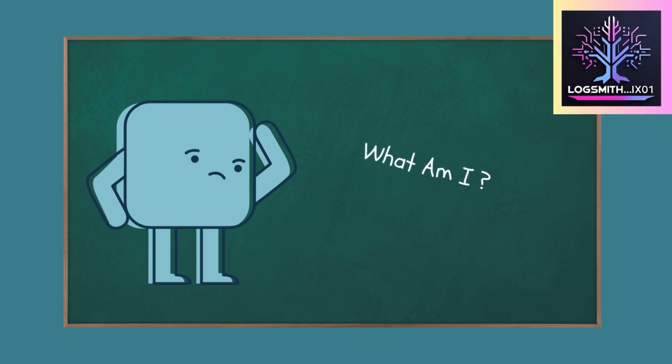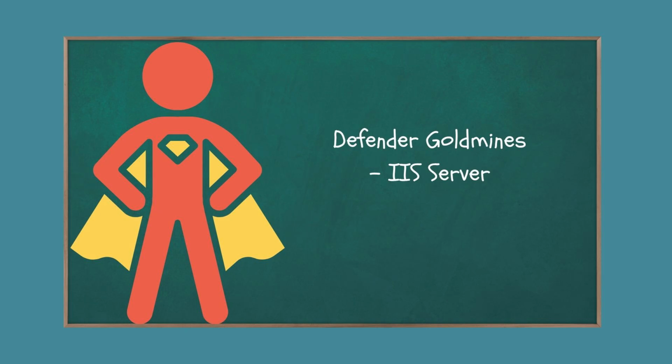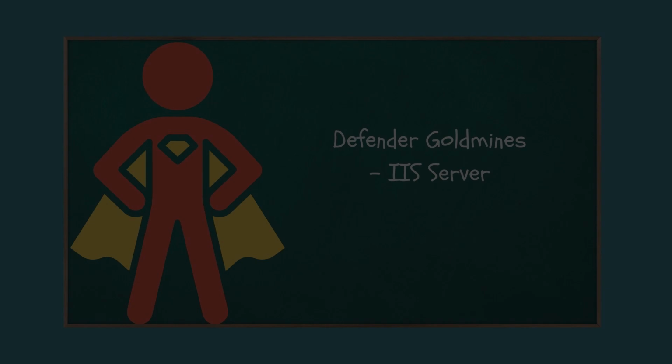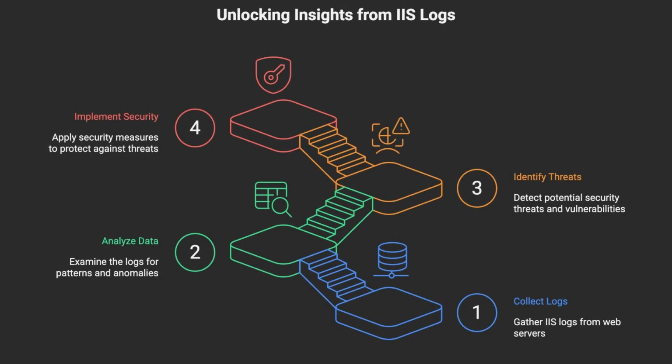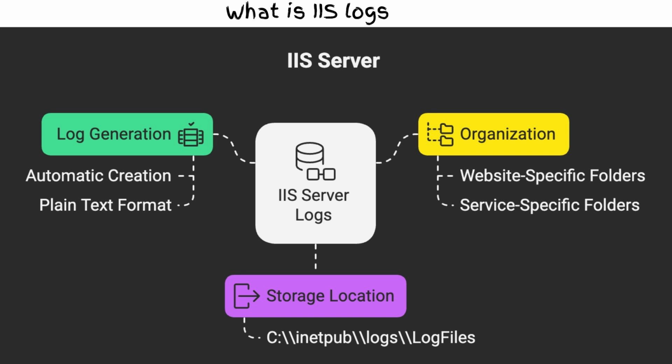Simply put, an IIS log is a record of every single request that the web server receives. Think of it as a bouncer's logbook for a nightclub. It notes who came to the door, when they arrived, what they asked for, and whether they were let in or turned away. Similarly, these logs are generated automatically by the IIS server and are typically stored as a plain text file, usually in a directory like C:\inetpub\logs. Each website or service running on the server gets its own folder, making it easy to separate the logs.